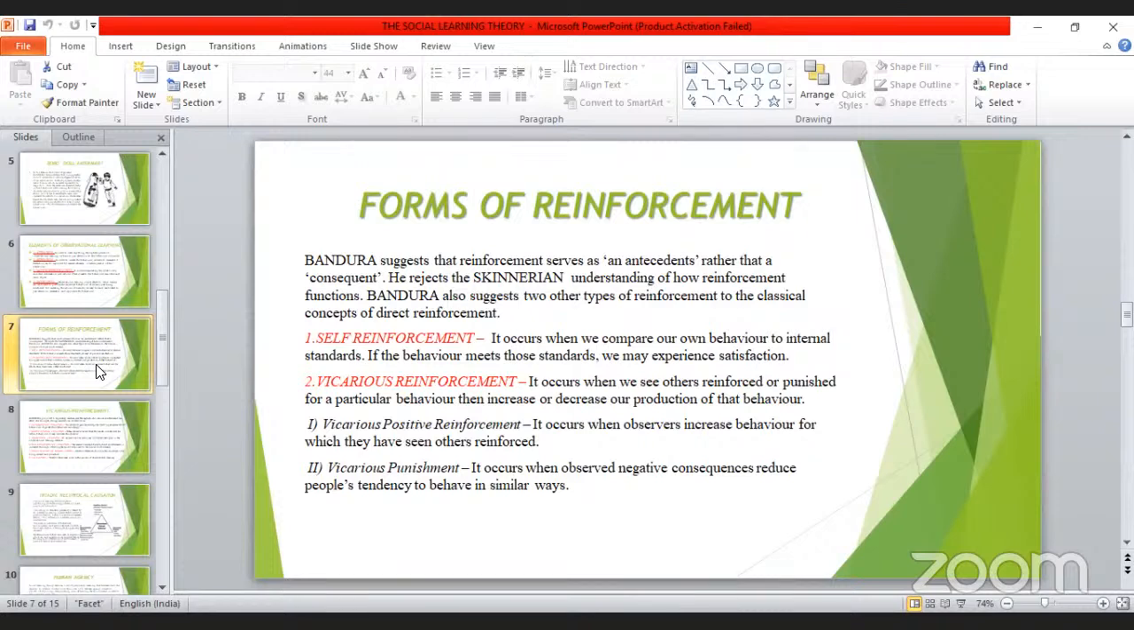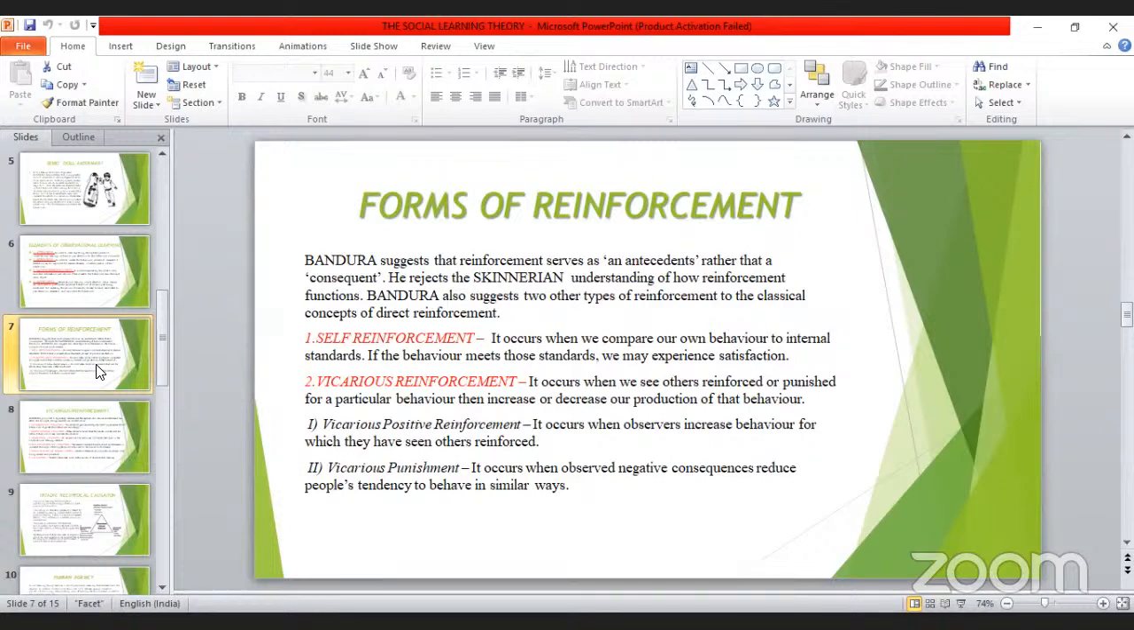Next is vicarious reinforcement. In self-reinforcement, I am reinforced directly, but in vicarious reinforcement, the modeling perspective is used. It occurs when we see others reinforced or punished for a particular behavior. Vicarious positive reinforcement occurs when observers increase behavior for which they have seen others reinforced. Suppose in the Bobo doll experiment, a child observed in a film clip that a child was rewarded by an adult because he was behaving aggressively.